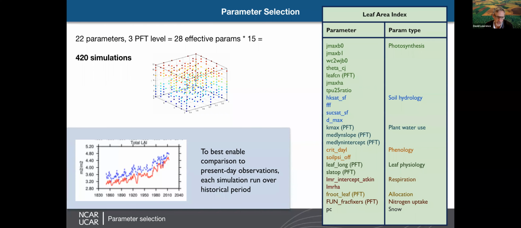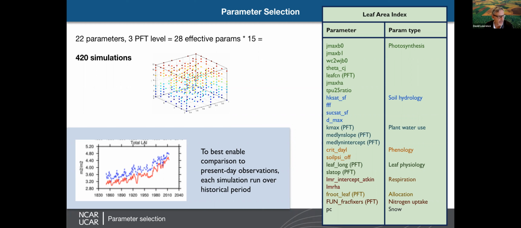And one thing we're doing, which is something that is maybe not commonly done because most people are not trying to calibrate biogeochemical models, is we are running for the entire historical period. So we're spinning up in 1850 like we normally would, and then running the entire historical period.